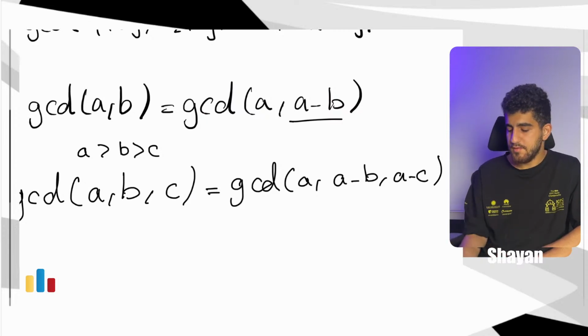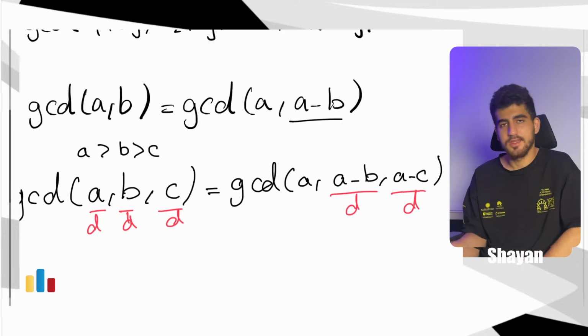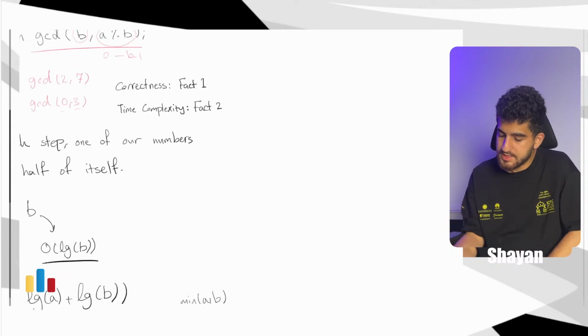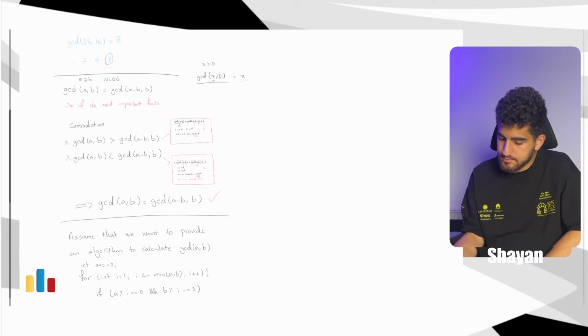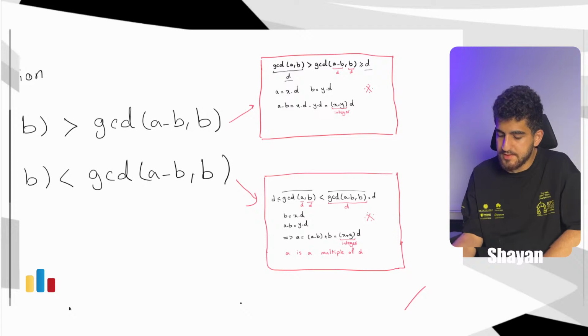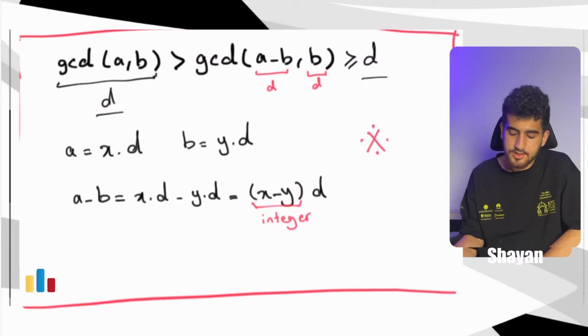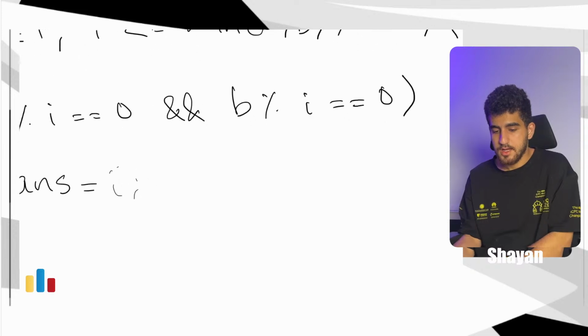Because again, if all of these numbers are divisible by d, then a minus b is also divisible by d, a minus c is divisible by d. So again, if you remember what the proofs were here, you have them in there as well. So these prove that when on one side we had d, on the other side we have d as well. In here we can say that as well.